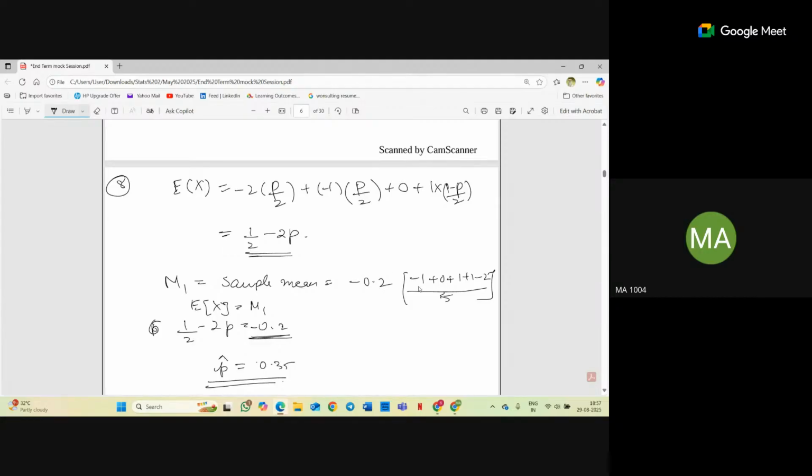So we have the samples, right? Minus 1, 0, 1, 1, minus 2. So we would be taking the average of these samples, summing all the values divided by the number of samples, which is 5. So then we got minus 0.2. Fine?